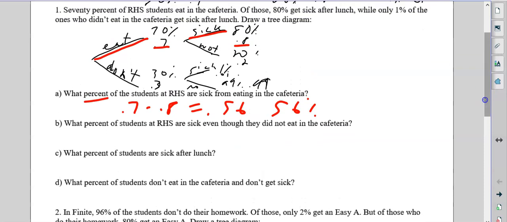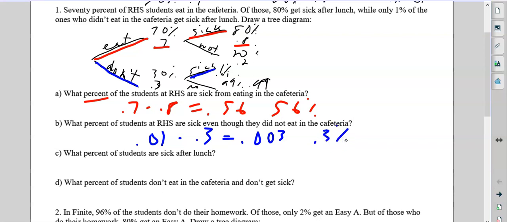What percent of students at RHS are sick even though they did not eat in the cafeteria? So this time we're going to follow this branch. They don't eat, but they did get sick. So that's 0.01, 1% times the 30%, 0.3. And that ends up being 0.003, which is only 0.3%, less than 1%. Because remember, 1% got sick, but it's 1% of the 30%. So less than 1% of the entire student body got sick.